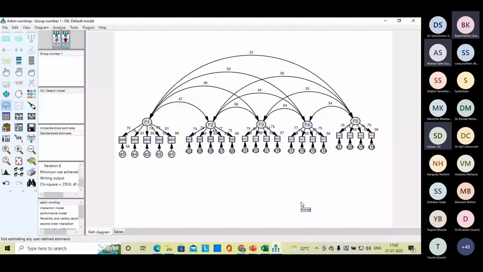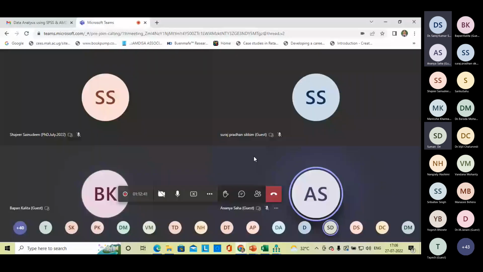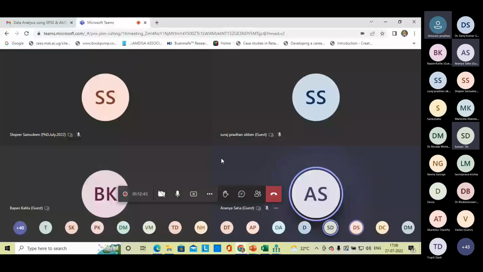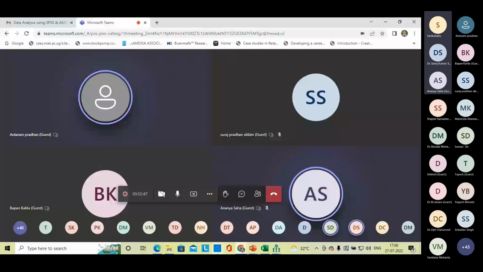Clear? Yes, sir. Because all AVE are more than 0.5. Probably all AVE are more than 0.7. Clear? I think only one participant is attending. Others are not saying anything. All of you are getting? Yes, sir.